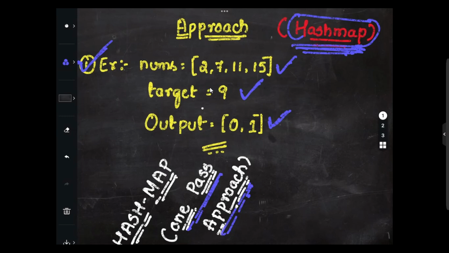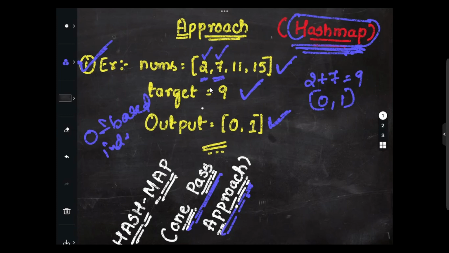In this case, the number 2 and the number 7 lead up to the target, nothing but 9. So we have to return output 0 comma 1. The index of 2 is 0, the index of 7 is 1. So 0 based indexing, this is very important. That is the reason this starts from 0 here. So the output is 0 comma 1. How we got the output, we have already discussed.